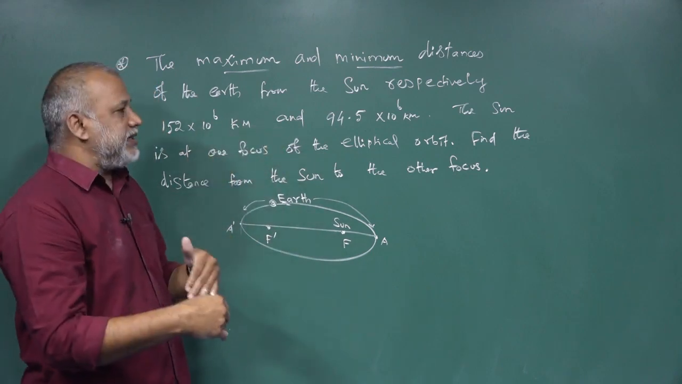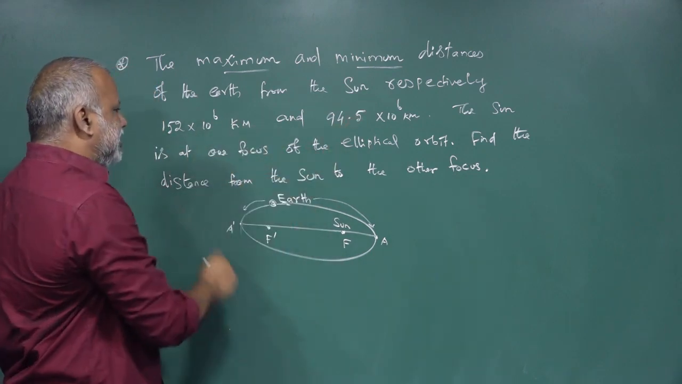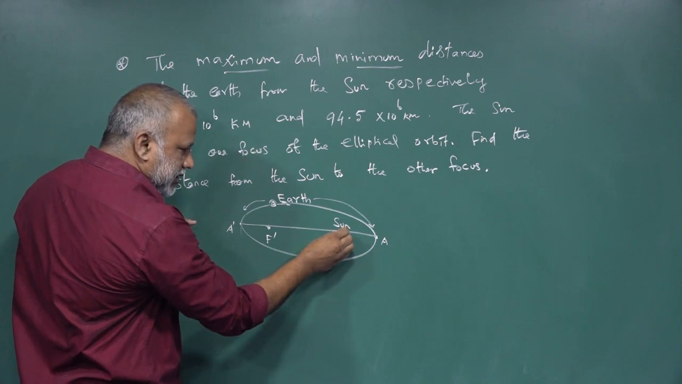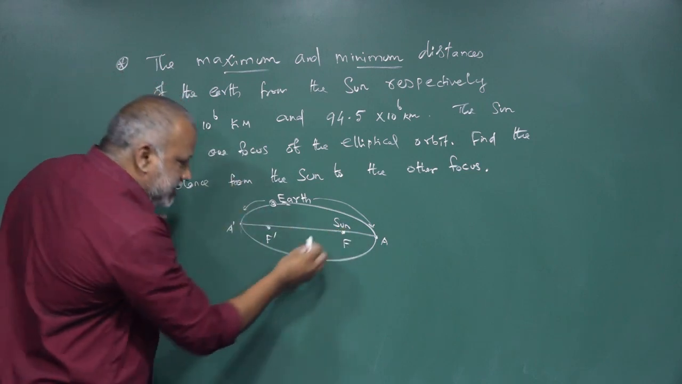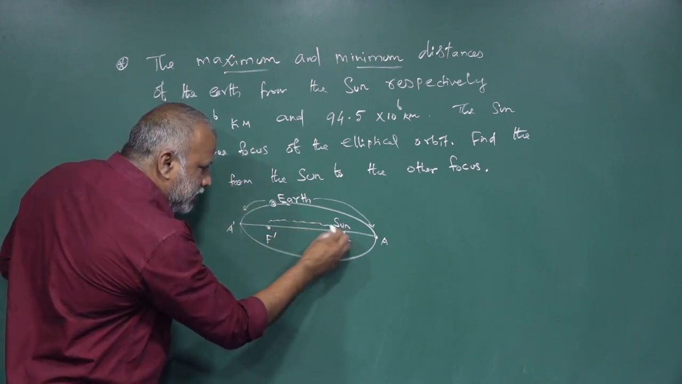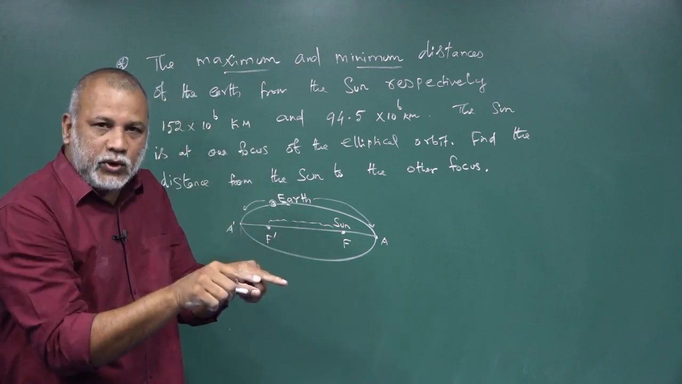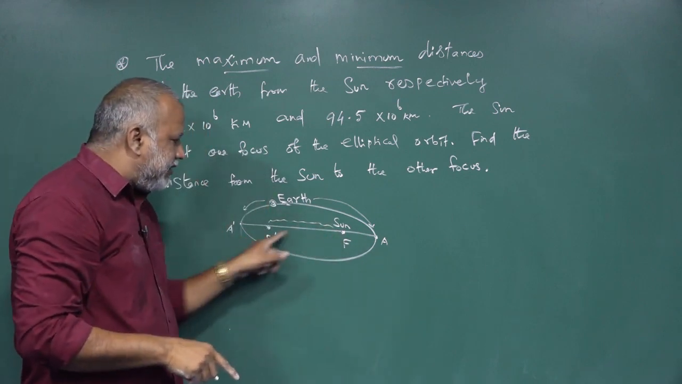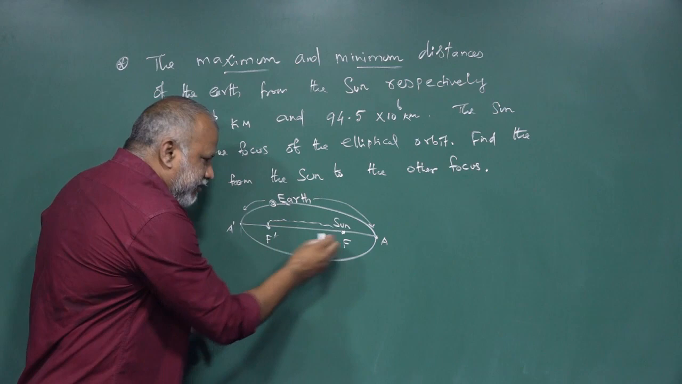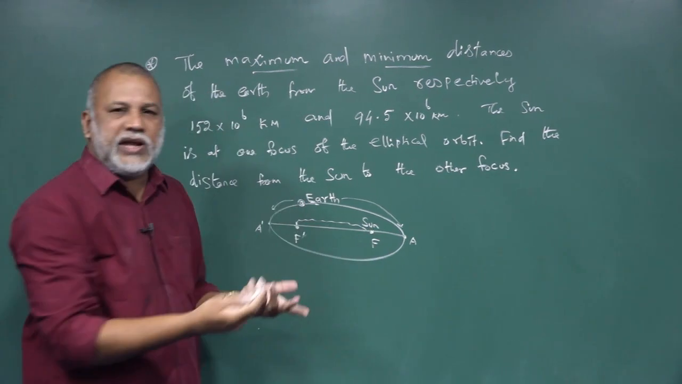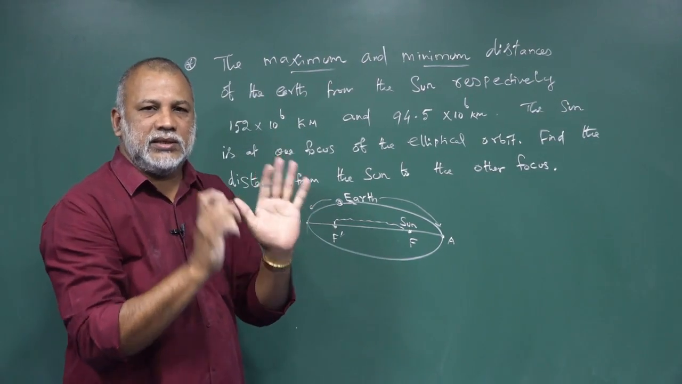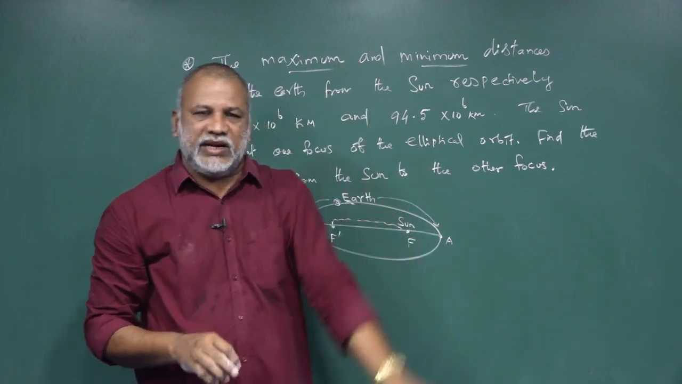Now the question asked is to find the distance from the sun to the other focus. What is the distance? We need to find this one. The sun is already placed at one focus. Then what is the distance between these two? The question asks from this to this. That means F dash, they are asking F and F dash. So read the question as per the given data.